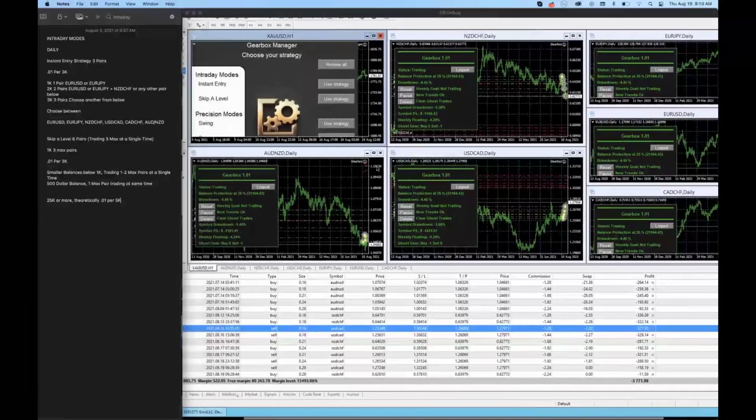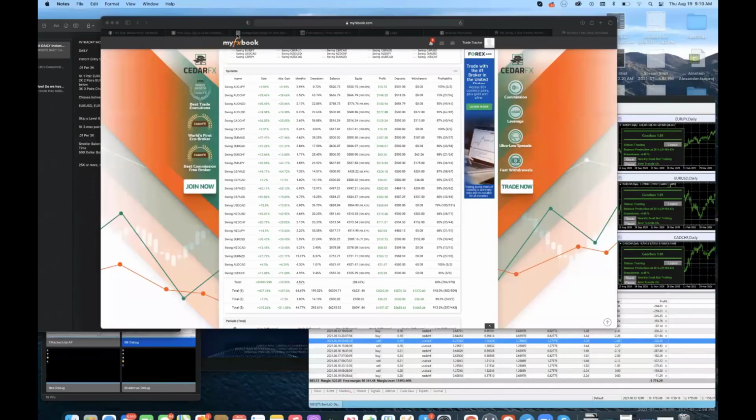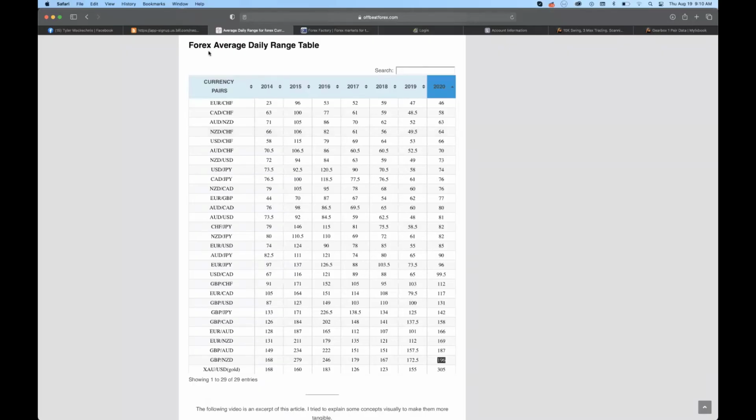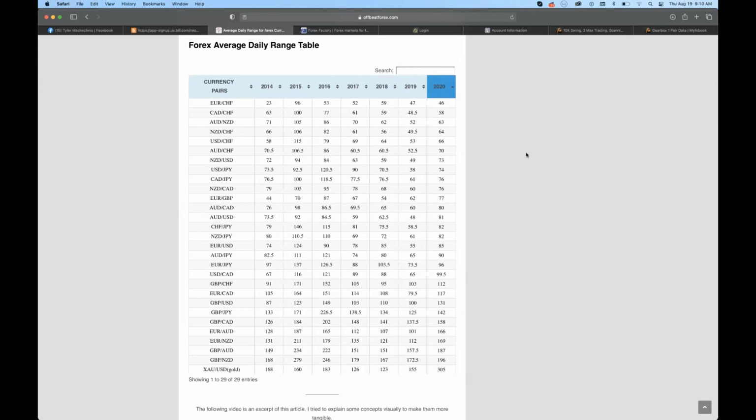Now, you might ask, why do we use these pairs in intraday modes that you see here? Why have we chosen those pairs? And a lot of that actually comes back here to what's known as the Forex average daily range table. On the Forex average daily range table, you can see the amount of movement that has occurred since 2014 on all of these different currency pairs. So then we looked based on pairs that have enough movement that they're going up and down like this a lot, right? We don't like pairs that go this way for a while and then come this way for a while.